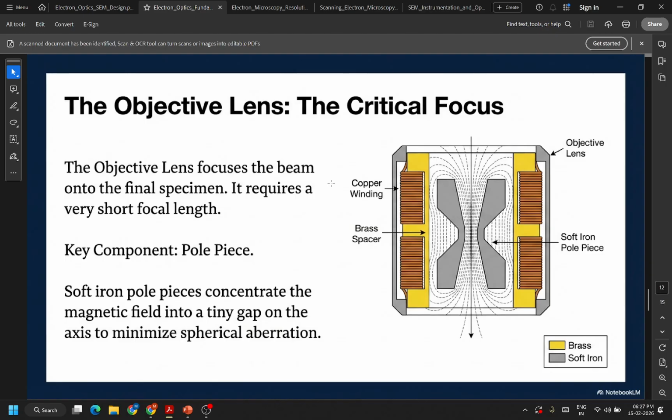Then you have your objective lens, which is used for focusing. In here you have a component called a pole piece, which concentrates the magnetic field into a tiny gap, and it is used for minimizing spherical aberration.